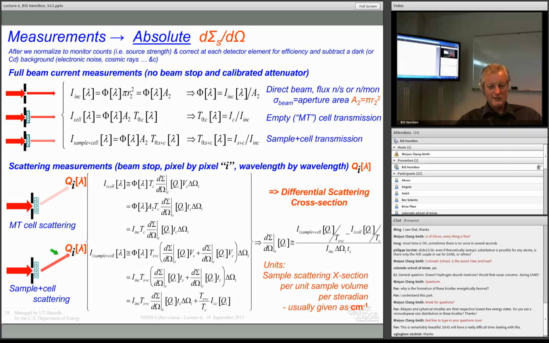Then finally I do my scattering pattern. Finally, you were asking. And I get the same things, only with the transmission of the sample plus the cell, and basically I get its macroscopic cross-section.